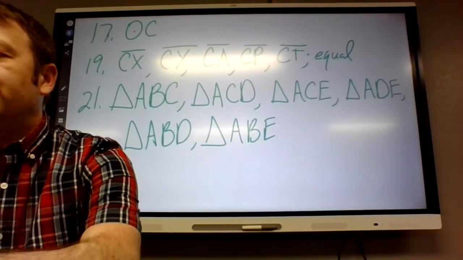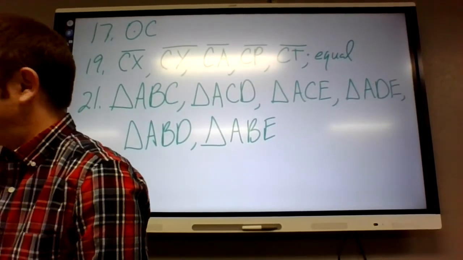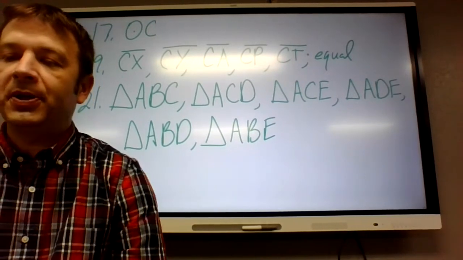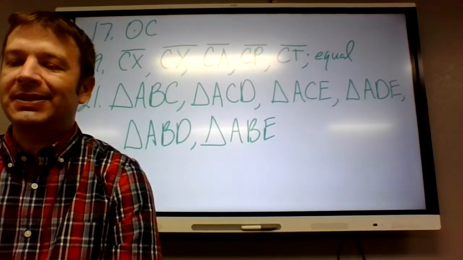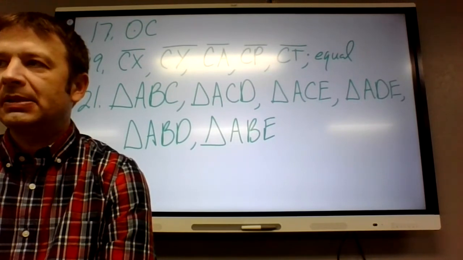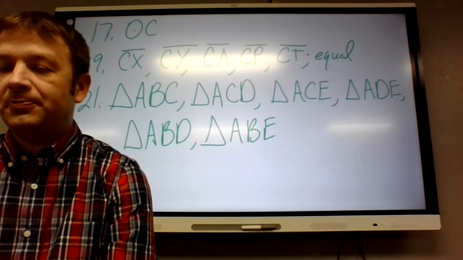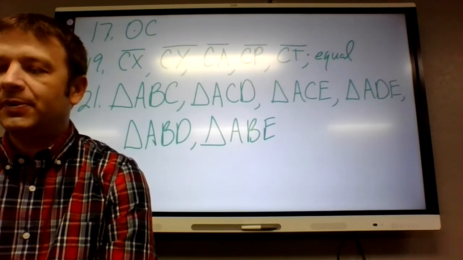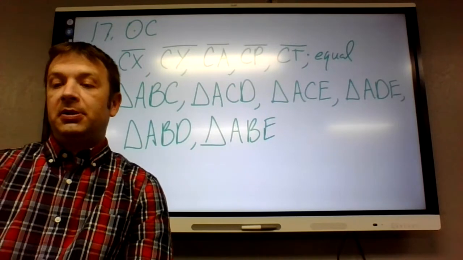Okay, now we're jumping to the end, 48. Solve and express answers to the nearest tenth. What does tenth mean? First decimal place. So it should be like 25.7, something like that. Rounding to the first decimal place.